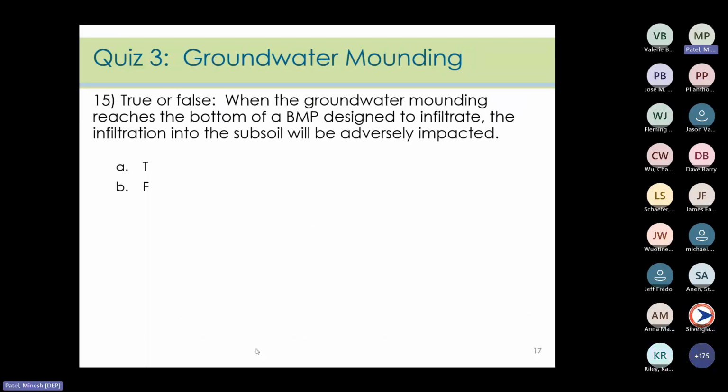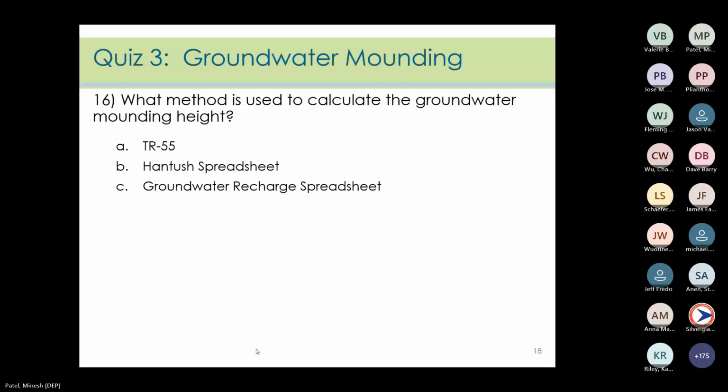Question 15, true or false? When the groundwater mounding reaches the bottom of a BMP designed to infiltrate, the infiltration into the subsoil would be adversely impacted. And the answer here is A, true. Question 16, what method is used to calculate the groundwater mounding height? And the answer here is B, the Hantush spreadsheet.